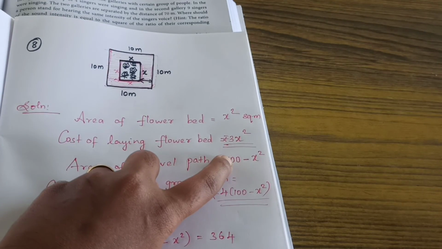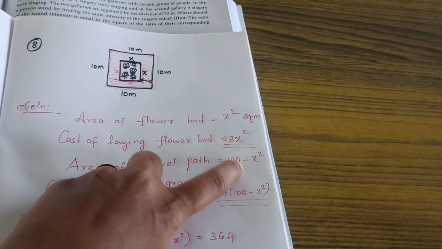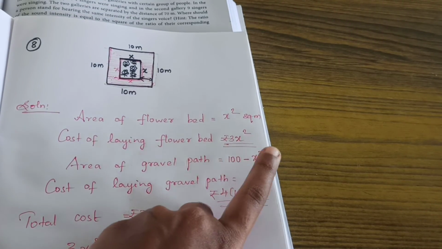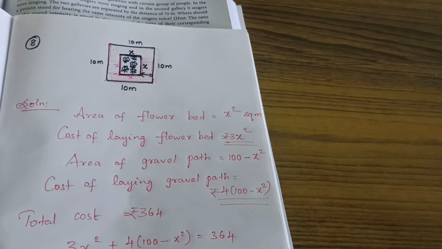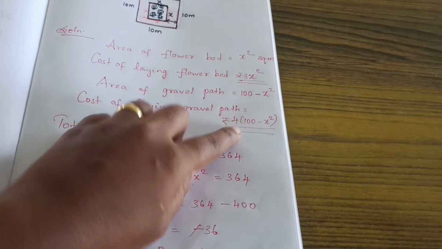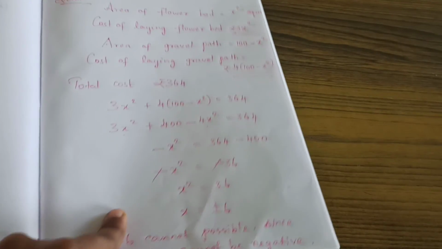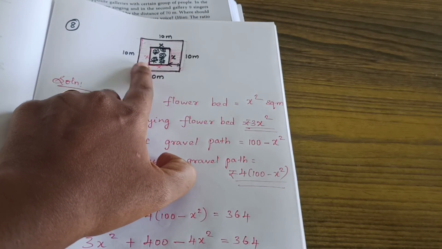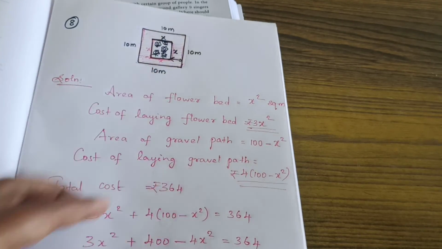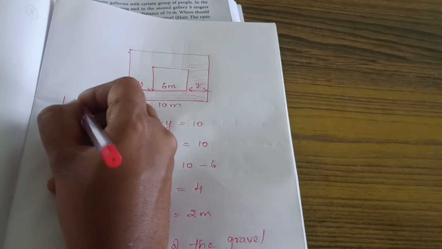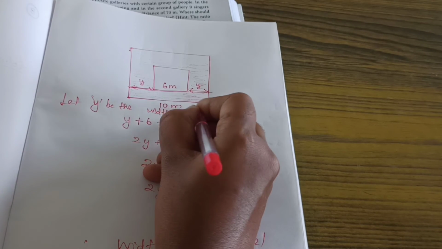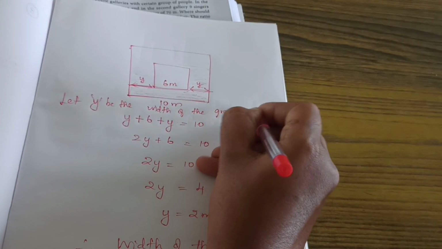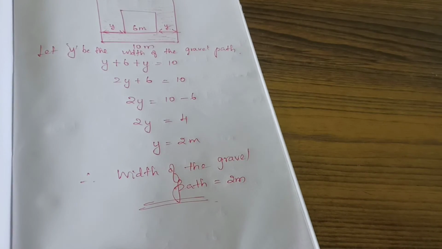Total area means 10 square, that means 100, minus the area of the flower bed, x square. That cost is 4 rupees per square meter, so 4 into this full value. Then the total cost, this cost plus this cost, equals 364, and we can solve like this to get the answer for x. But we need to calculate only the width of the gravel path. So again, let y be the width of the gravel path. Then we can easily get the answer, 2 meter. Got it?